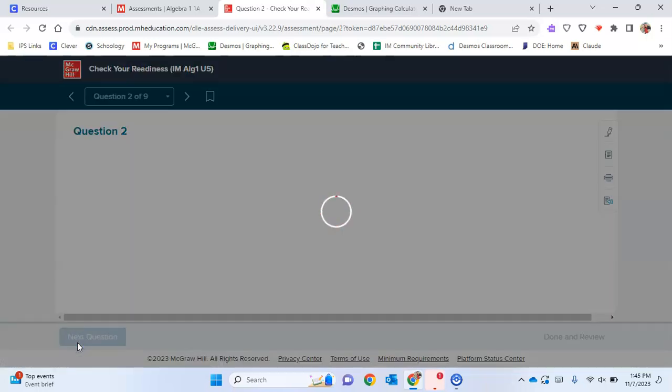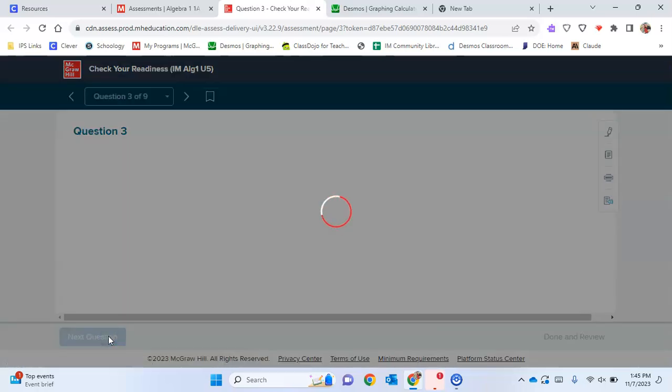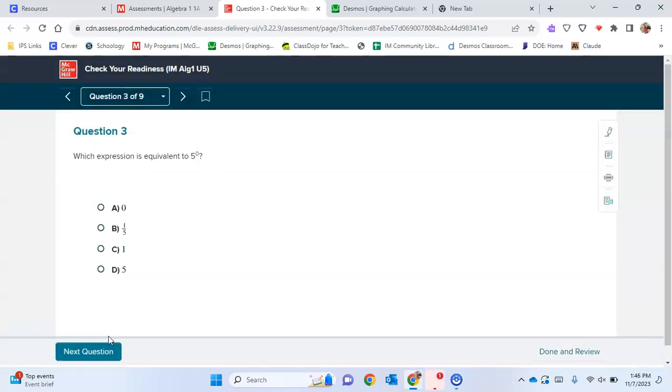Question 2. Evaluate the expression 4 times 3 to the x power when x is 2. 3 to the 2 power, or 3 squared, is 3 times 3, which is 9, and 9 times 4 is 36. Question 3. Which expression is equivalent to 5 to the 0 power? Well, anything to the 0 power is 1.